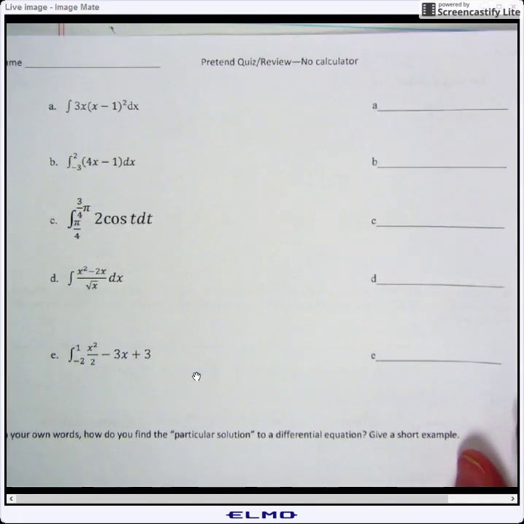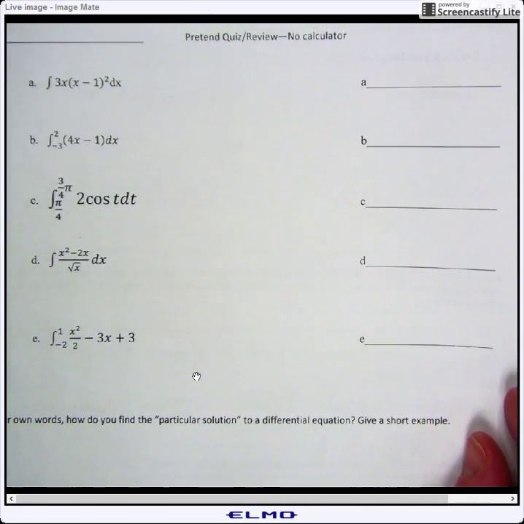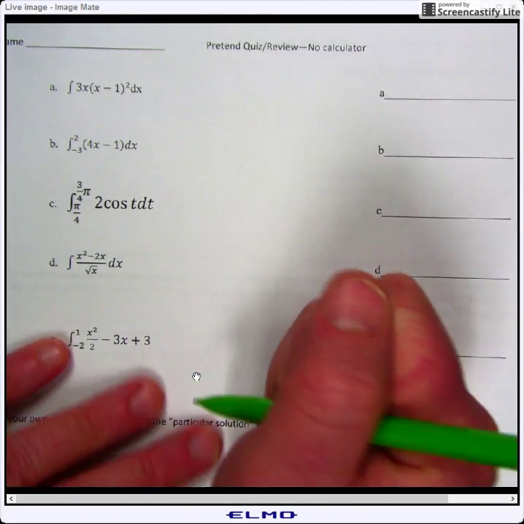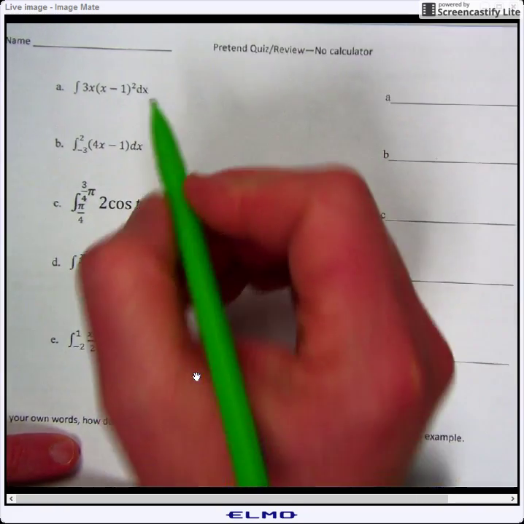I want to go through this pretend quiz review. Some people call it a pretend quiz, some people call it a review. Similar to things that you need to know going into U substitution. These are all the basics of this chapter 4 that we've been talking about.